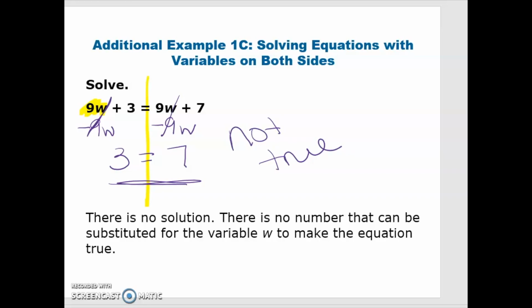What does that tell me? Well, if I get something like this and the variable is gone, that means that this problem can't be solved. We say that there is no solution because there is no number in the world that you could plug into W that would work. So this equation is not valid. It's not true. It has no solution.